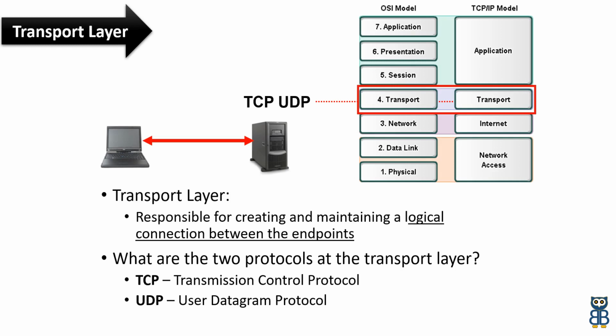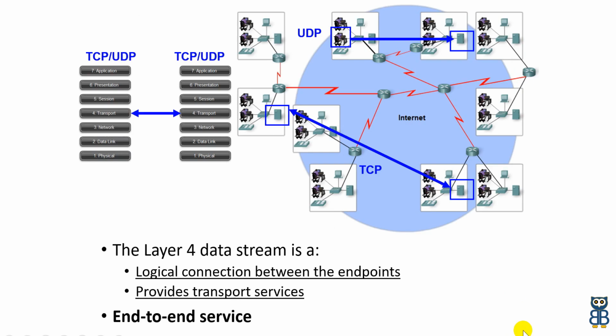The transport layer is placed at the 4th layer of the OSI model. The transport layer provides transparent transfer of data between hosts, and it is responsible for end-to-end error recovery and flow control. It is also responsible for creating and maintaining a logical connection between the endpoints. As I said, the transport layer provides different mechanisms for the transfer of data from one computer to another.